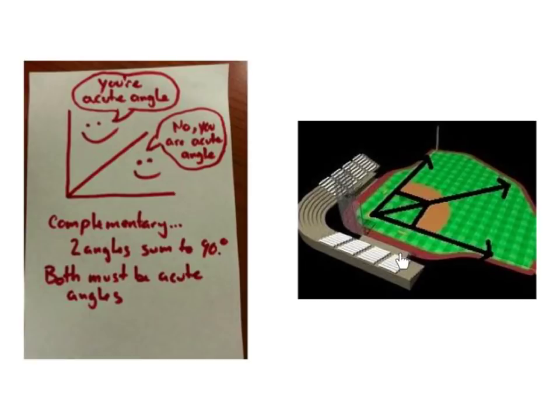And here's another real-world example of when you would see complementary angles. A baseball diamond. This forms a 90-degree angle right here. And if you were to go down the pitcher's mound through second base into the outfield and draw a line down the middle, this would be complementary to this angle.